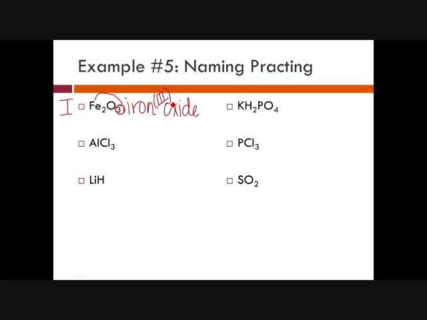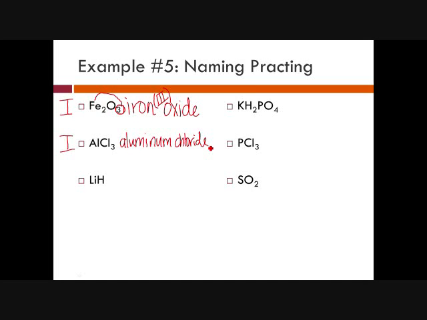Okay, AlCl3, ionic or covalent molecular? Ionic, because aluminum is a metal. What's the name of this one? Is aluminum in the transition metal spot? No, so we don't need the 3 on this one. It's just aluminum chloride. That's it.